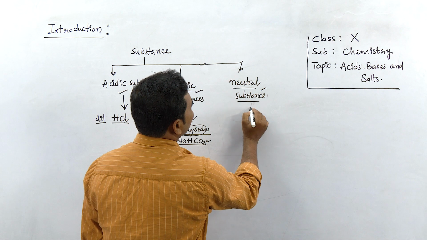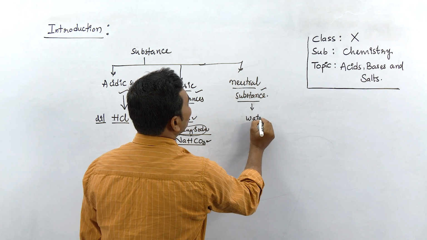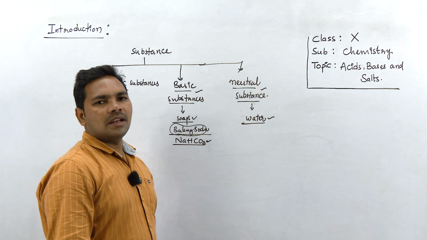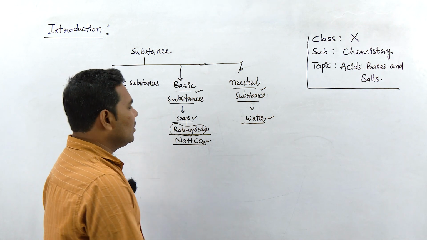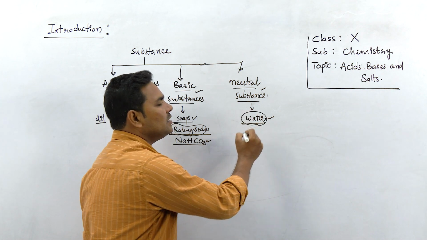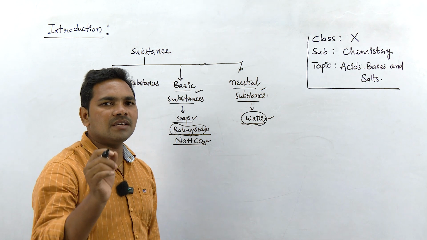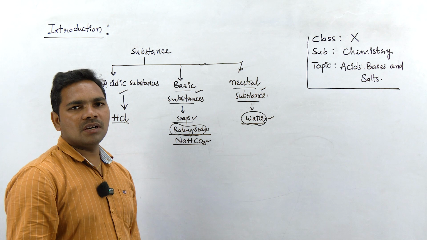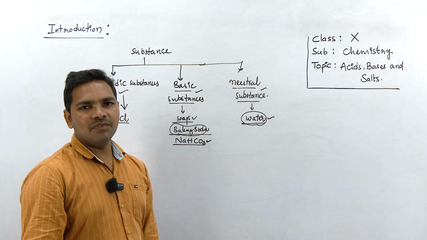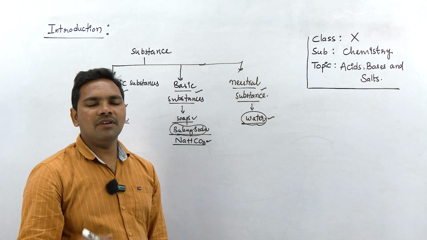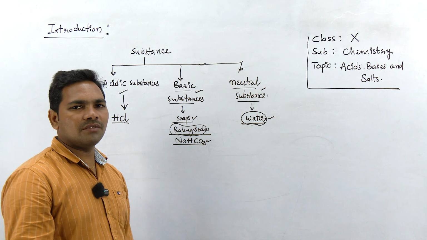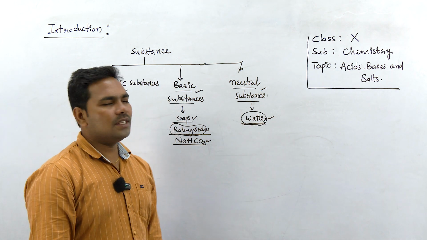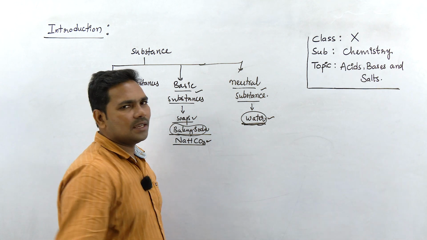Thirdly, neutral substances. A very good neutral substance example is the water that we take. Water is neither acidic nor basic. I am talking about distilled water, the pure form of water. But we generally use alkaline water, which is actually basic in nature, and a lot of minerals are added. That mineral water is not neutral. I'm talking about distilled water. Distilled water is an example of a neutral substance.